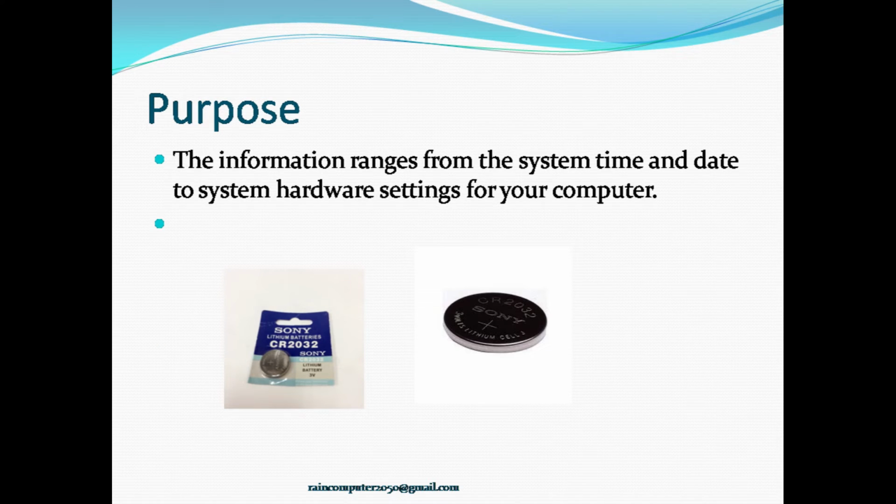As we know, the CMOS stores information, that is, the information ranges from the system time and date to the system hardware settings for your computer. So if there is any failure in the CMOS, we can replace it with readily available CMOS batteries. That is, the number is CR2032. All the computer manufacturing companies manufacture the CMOS battery. So we can replace that for the efficiency of your computer.